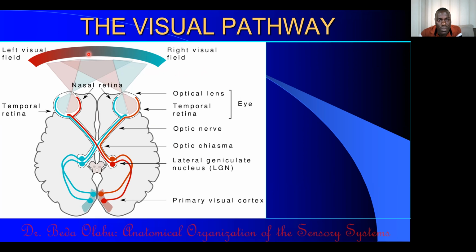So the region that your eyes can see is what we call the visual field. So the region on the left will be called the left visual field. The region on the right will be called the right visual field. The region your eyes can see, that geographical map that your eyes are able to see.